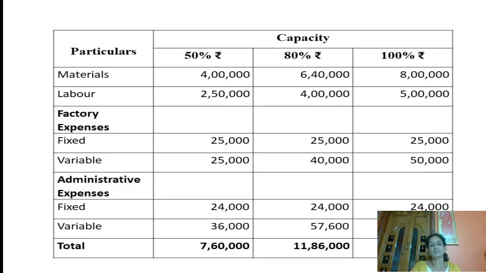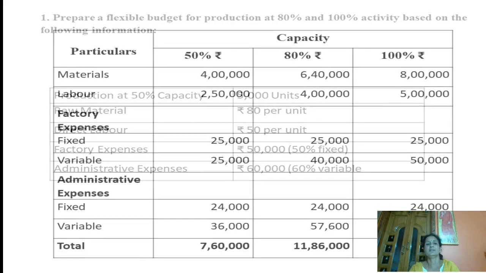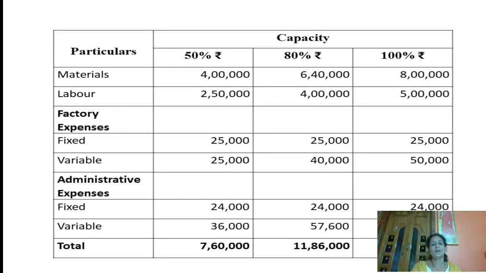See in this solution, this is a section B problem and it's quite simple. You have to take 50%, 80% and 100%, make it into 3 columns, with particulars in 1 column. For materials, they had given the per unit cost for 50%. It was 80 rupees per unit. So now what you have to do is 5,000 into 80. When you take 5,000 into 80, the material cost becomes 4 lakhs.